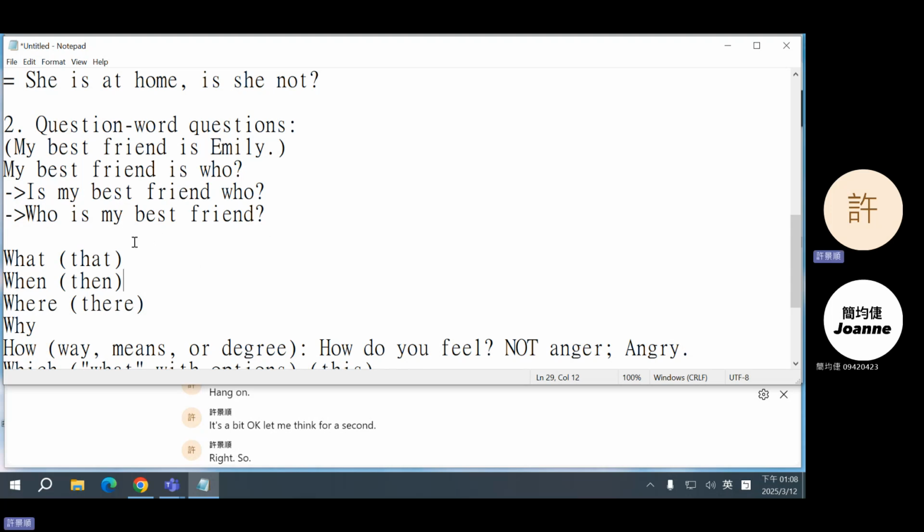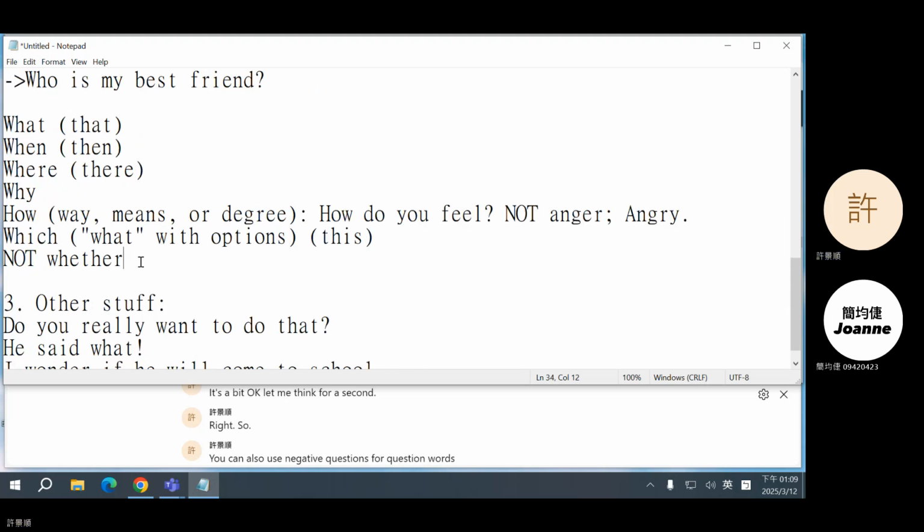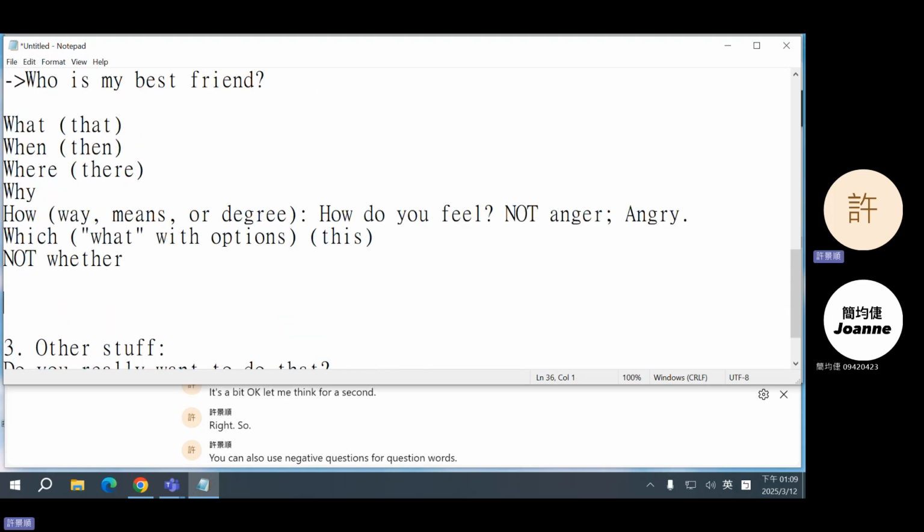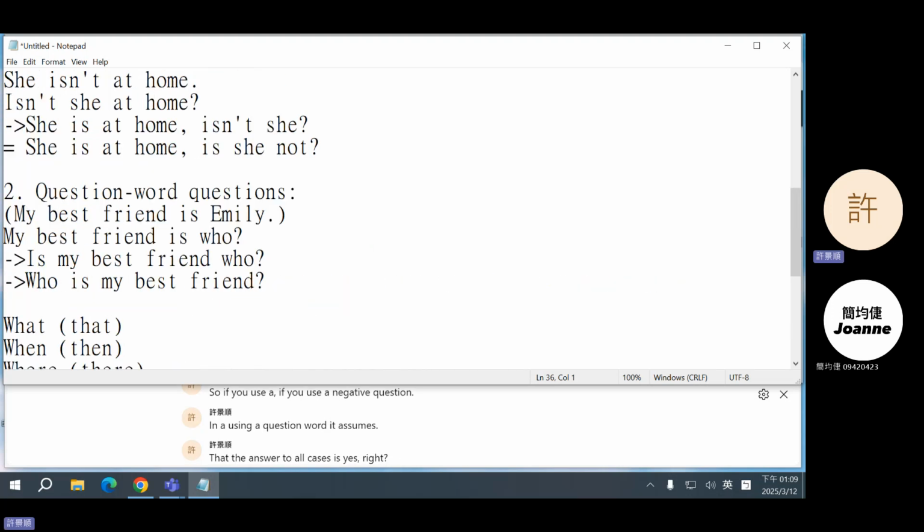You can also use negative questions for question words, but not all of them. If you use a negative question using a question word, it assumes that the answer to all cases is yes, right? Just like when you say, "Isn't she at home?" You expect her to be at home.